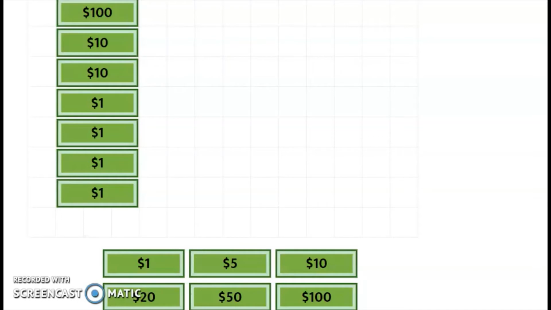The $100 bill has a greater value. This $100 bill has a greater value, but it doesn't show. But we know that it's worth 100.